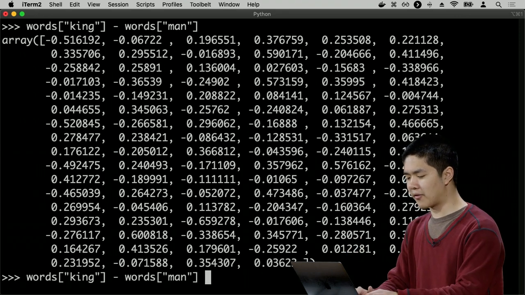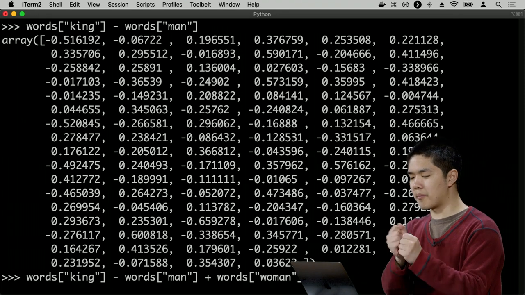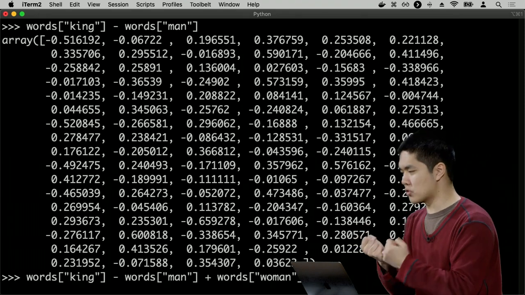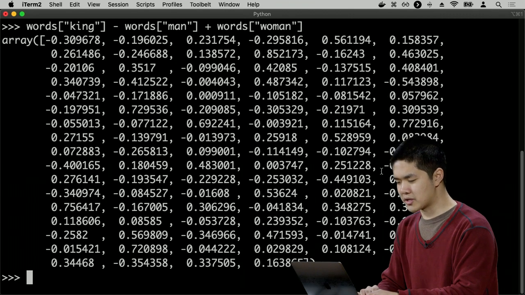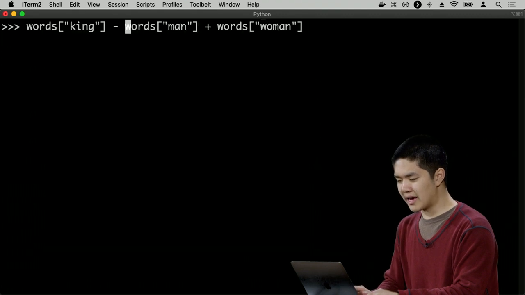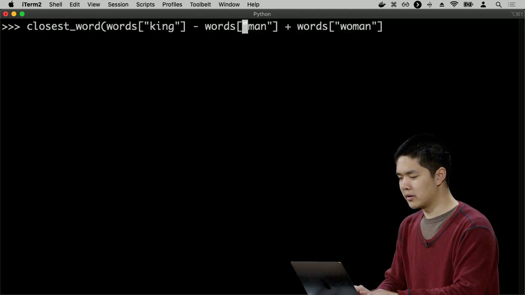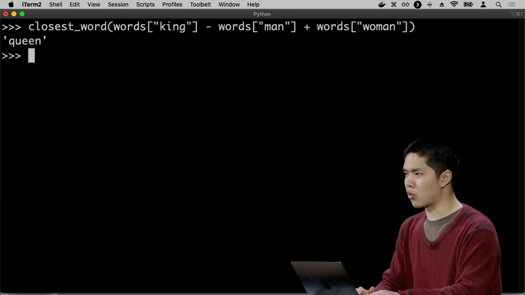So what happens then if I add woman to that? Whatever took us from man to king, go ahead and apply that same vector to the vector representation of the word woman. And that gives us this vector here. And now, just out of curiosity, let's take this expression and find the closest word to that expression. And amazingly, what we get is the word queen.